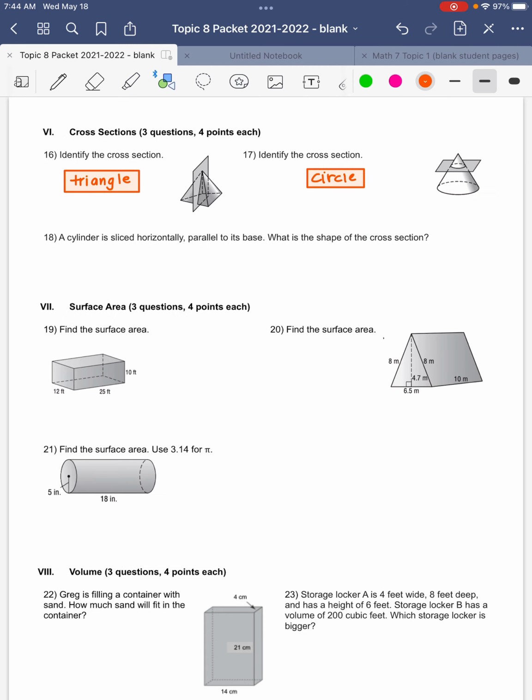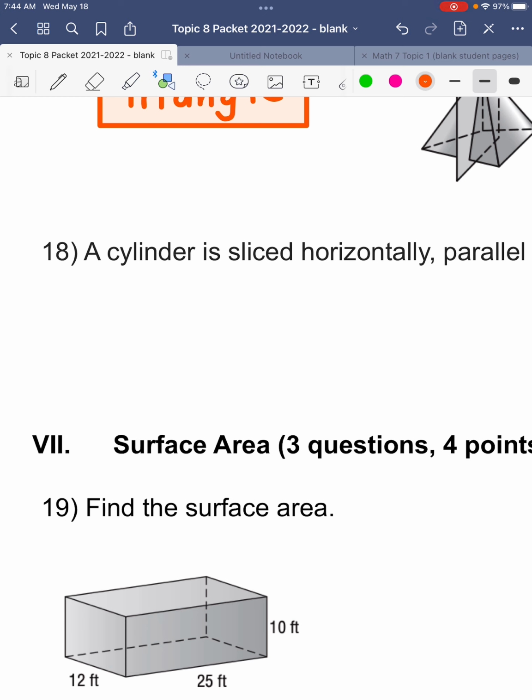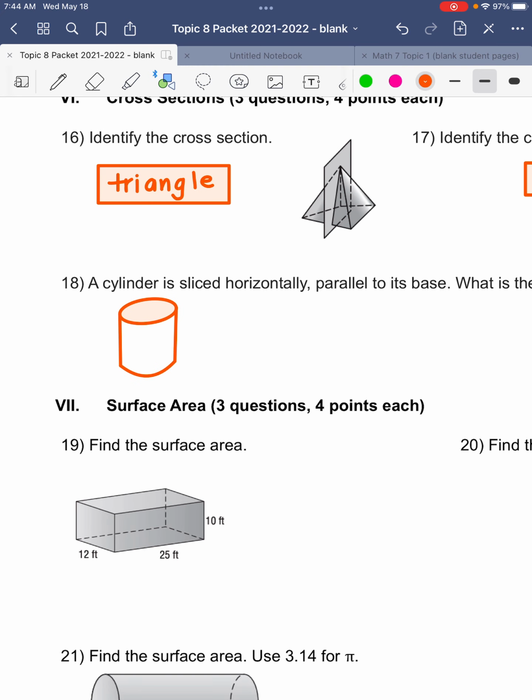Okay. Number 18, a cylinder is sliced horizontally parallel to its base. What is the shape of the cross section? So let's think about what a cylinder is. A cylinder looks kind of like this, and I'm not an artist, but I think you get the idea, right? Okay, now it's sliced horizontally parallel to the base.